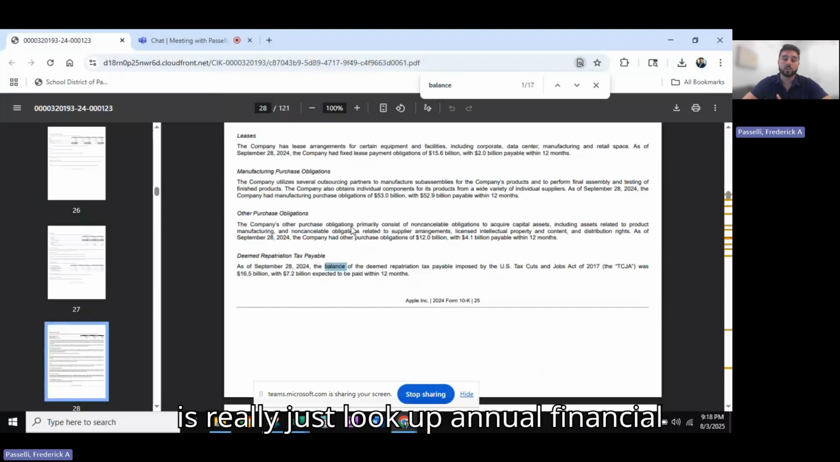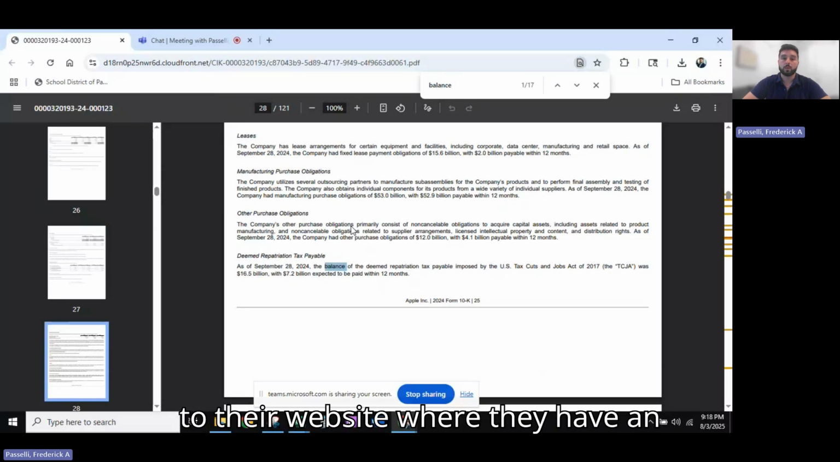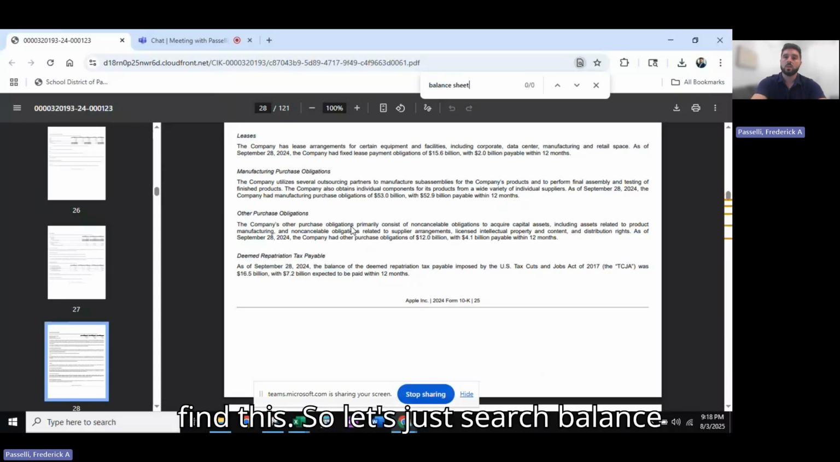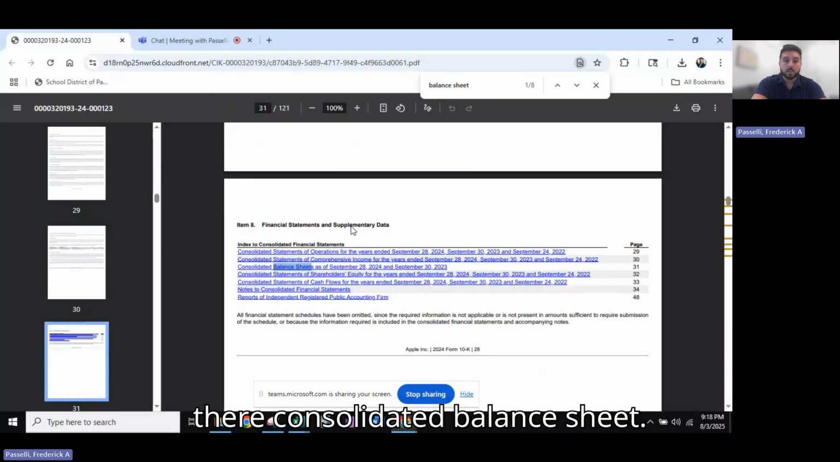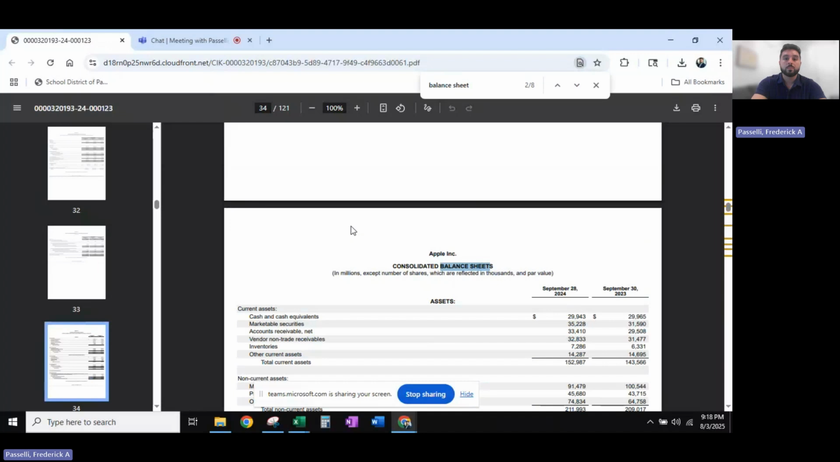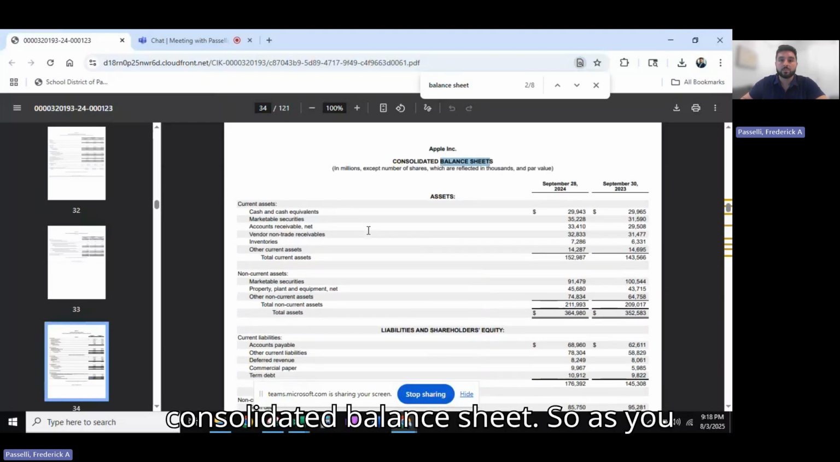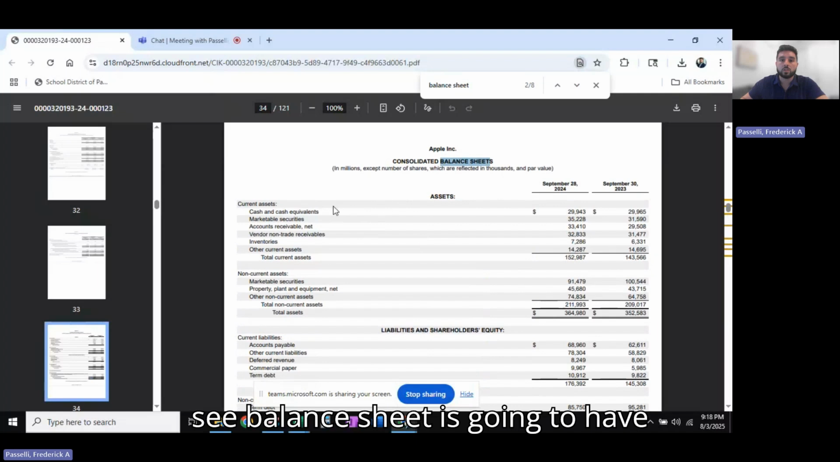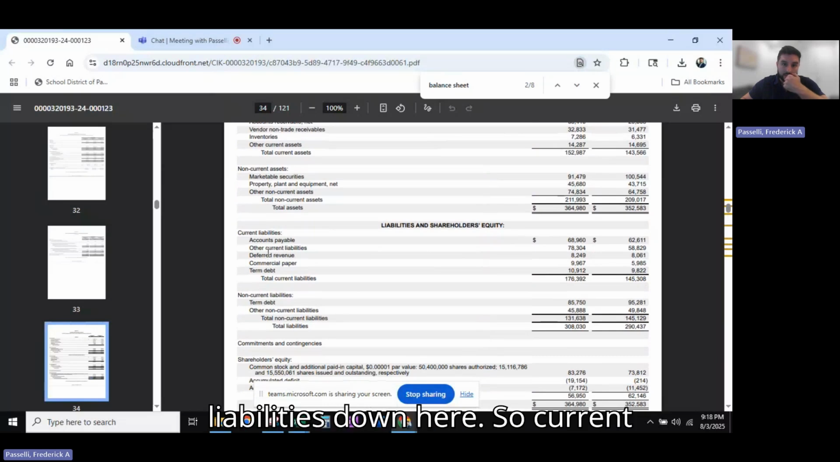Easiest way to do that is really just look up annual financial report of Apple, and it should bring you to their website where they have an investor relations page, and then you can find this. So let's just search balance sheet. So as you can see right there, consolidated balance sheet. So this is their consolidated balance sheet. So as you see, balance sheet is going to have assets. So we have current assets, non-current assets. Then we have liabilities down here.